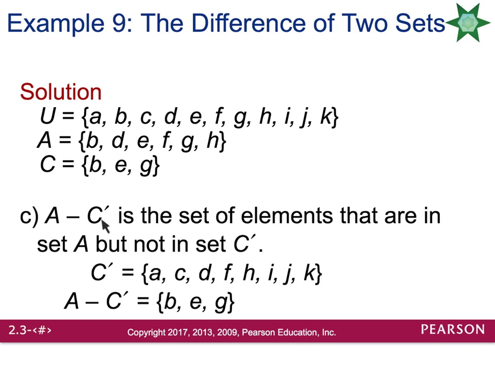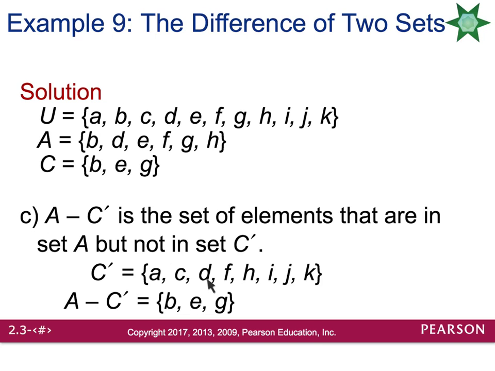A minus C complement. We have to find C complement first before we do that. C has B, E, G. So C complement is everything in U that's not that. So we're going to do A, C, D, then skip the E, F, skip the G, and then H, I, J, K. So A, C, D, F, H, I, J, K. Now for A minus C prime, we're looking for everything in A that's not in C prime. Start with B. B is not in C prime, so we include B.